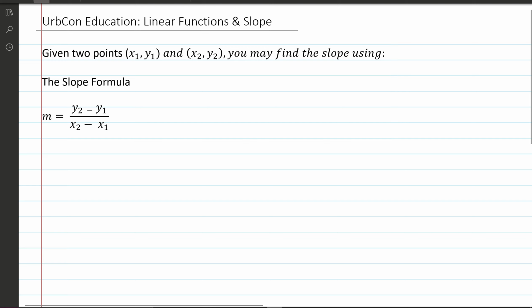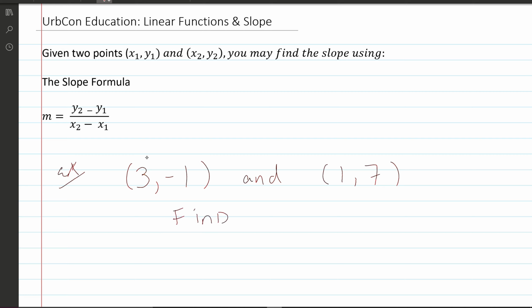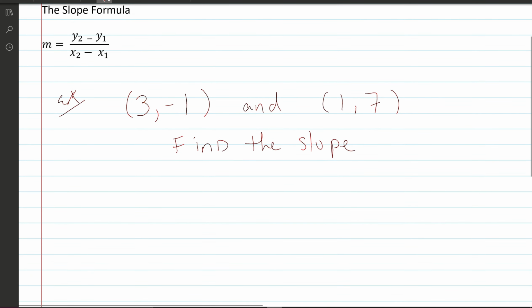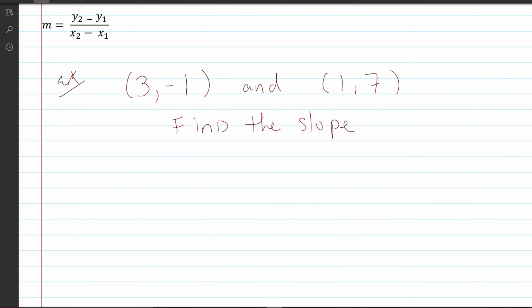So let's start off with an example. Let's say we have a problem such as 3 comma negative 1 and 1 comma 7. We're given these 2 points. We're told to find the slope of the line that passes through these 2 points. There's a line on a graph that passes through these points, and we'd like to find the slope of that line. Well, here we're given 2 points or two ordered pairs, so we can use our slope formula.